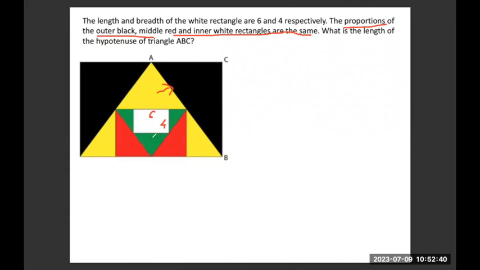Rishabh, wrong answer. In this case, look, one very simple relationship that you're given, and it's written also that they are in their proportions. They are in proportion. Kashti, right answer. They are in proportion with each other: the red, the white, and the black rectangles.